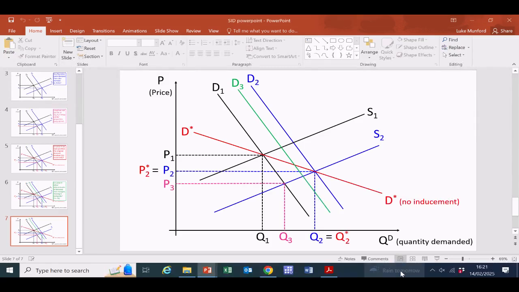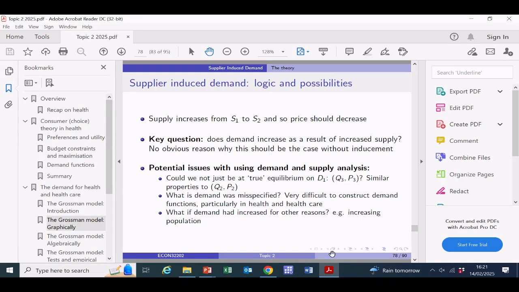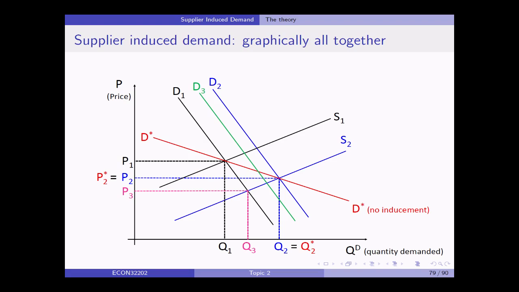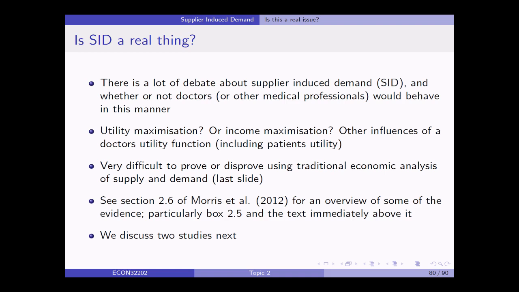So essentially it's incredibly difficult to prove or disprove the existence of supply-induced demand with simple demand and supply curves, because we don't really know the shape of the demand and supply curve. We can assume it, but we could be horribly wrong. So this idea of supply-induced demand is incredibly controversial, as you can imagine.